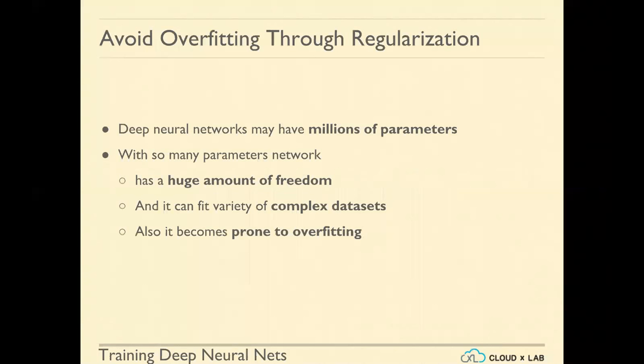And with so many parameters, we have a huge amount of freedom, right? If you just multiply 1 million parameters, it is going to be huge values, right? So with so many parameters, we can fit complex models, complex data sets, and therefore there are chances of overfitting. It could start memorizing the data sets when you have so many parameters. All right. So how do we avoid overfitting using regularization?